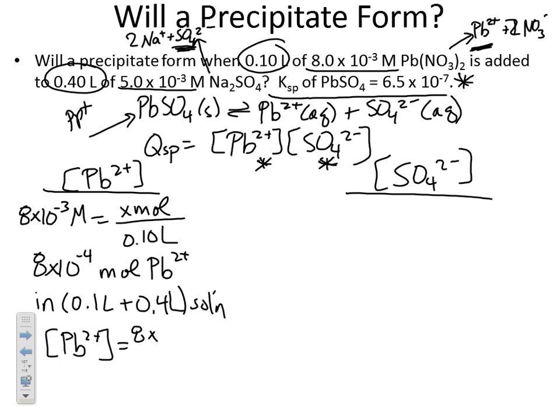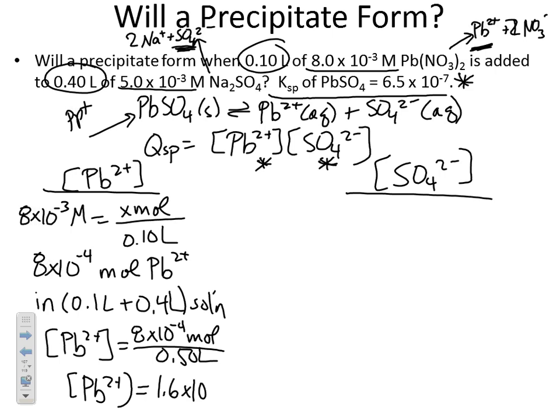I'm going to take my number of moles, divide by the 0.5 liters, and I get a concentration of lead that is 1.6 times 10 to the minus third molar. That's the value that I would then use in my Q expression, because that would be the actual concentration of the lead in the beaker as soon as I combine these 2 things. But if you've been paying attention, you'll notice that we are actually diluting both of these concentrations.